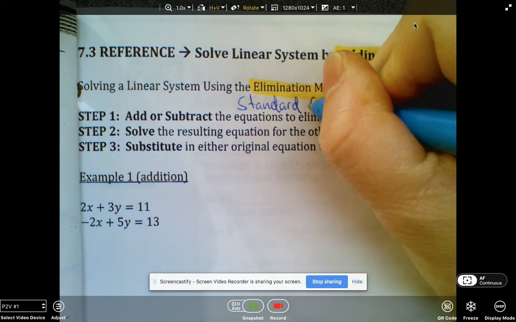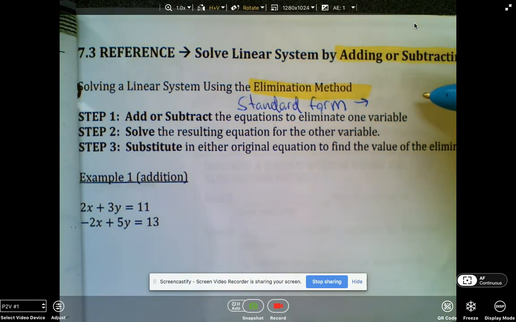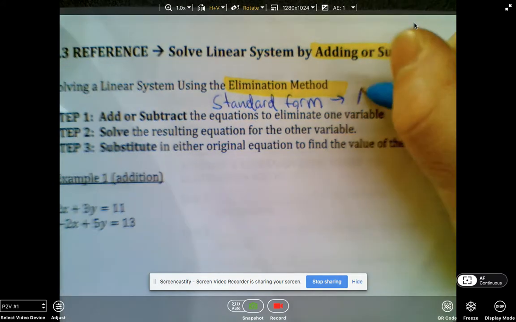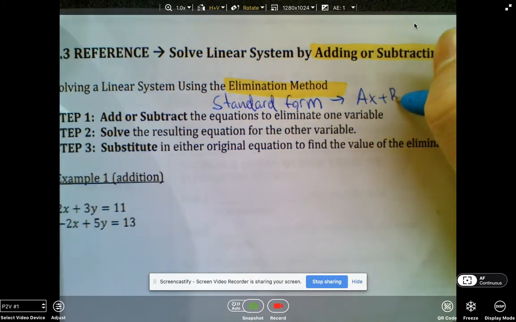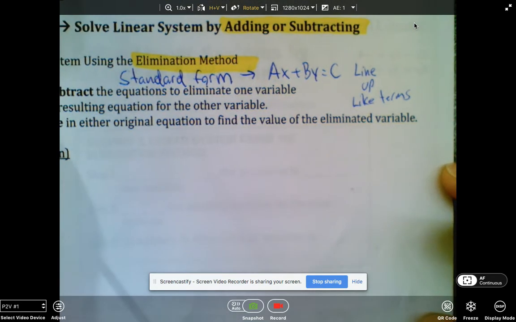So copy this down. Can someone tell me what standard form looked like from previous chapters? Yeah, ax plus by equals c. Technically, it doesn't have to be standard form, but we just like to keep it all on the same page. But really, the equations just need to line up with the like terms. Okay, so you'll see what I mean when we do an example here.